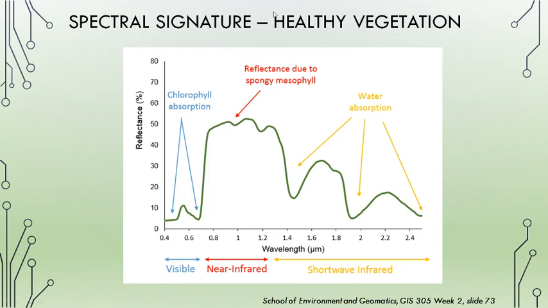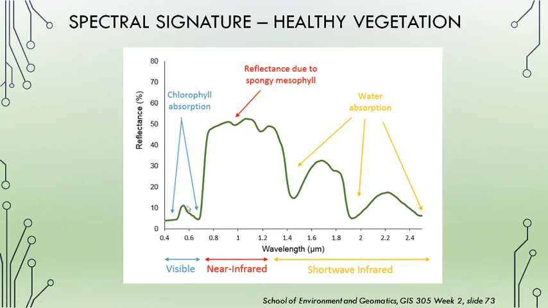So consider the example for healthy vegetation. You'll note that healthy vegetation has a peak of reflectance in this area here around 0.5 micrometers or 500 nanometers. And that is green. If you know that this portion of the spectrum is the portion for which our eyes are sensitive, that's why our eyes perceive vegetation or chlorophyllic vegetation as being green, because the signal that it reflects back is mostly in this part of the electromagnetic spectrum.